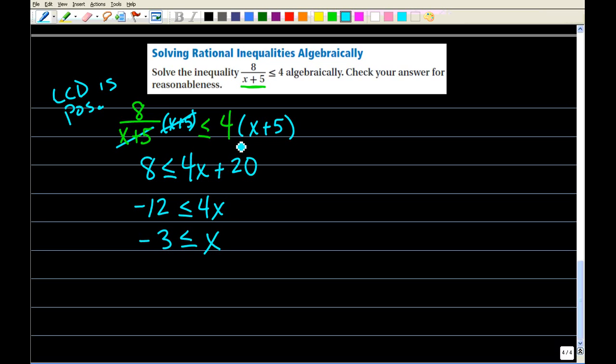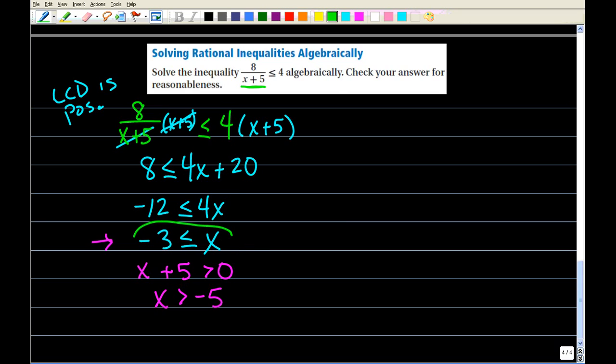But that's not all. We also need to consider the fact that we decided that the x plus 5 was positive. So this is one part, but we also need to look at where x plus 5 is greater than 0. Not equal to, because that would be undefined. But we said it was greater than 0 because of when we set up this case here. So then x would have to be greater than negative 5 for it to be positive. So this is actually an AND statement.